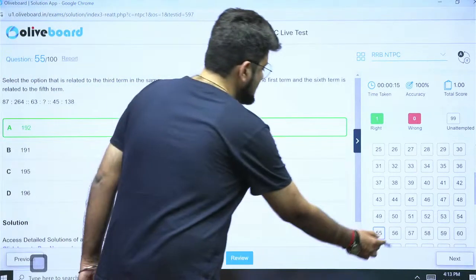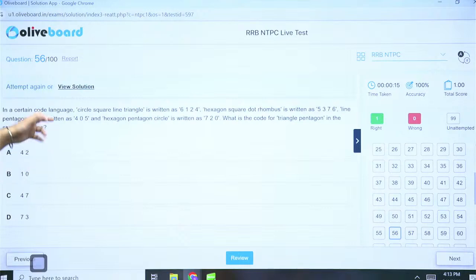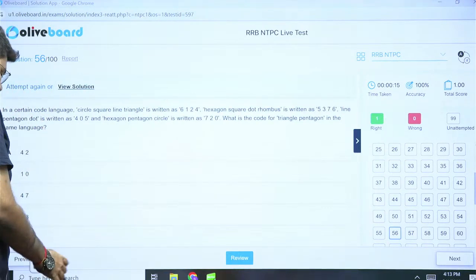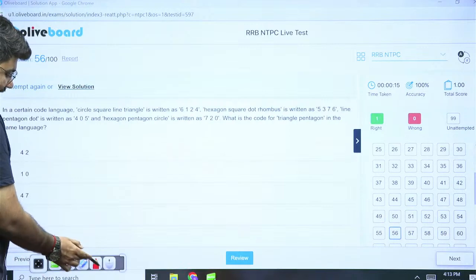56. In a certain code language, circle, square, line, triangle is written as 6124. Now, see how normally you would have approached this question and how you can save time here.